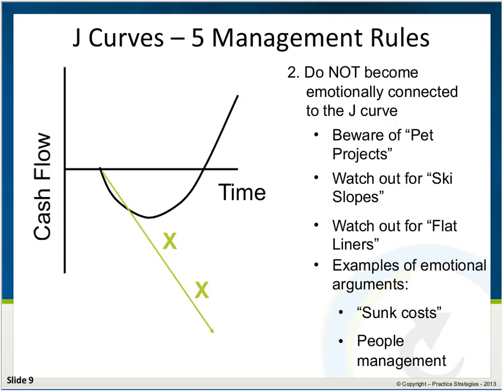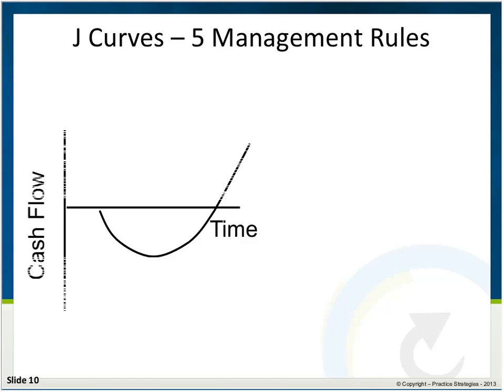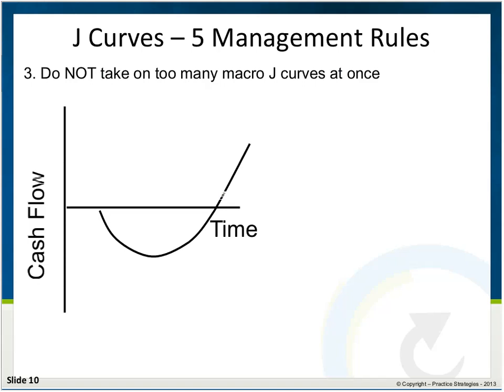So do not become emotionally connected to the J-curve. It is, without a shadow of doubt, the hardest element of managing any business. Now, if that's the most challenging rule, the most important rule is rule number 3. Do not take on too many macro J-curves at once. I do not care how strategically brilliant your next strategic idea is. If it is the straw that breaks the camel's back, then your business will either suffer or fail.